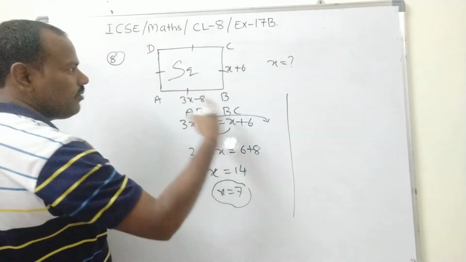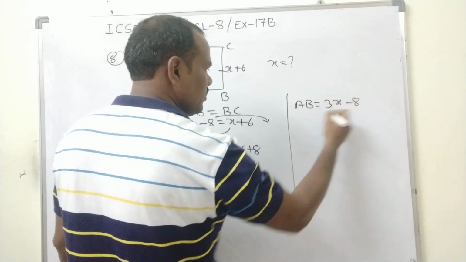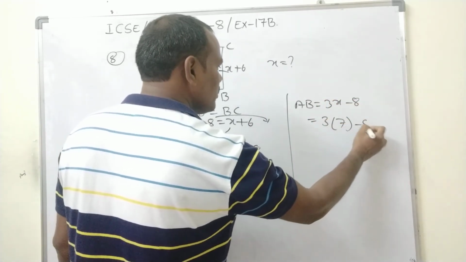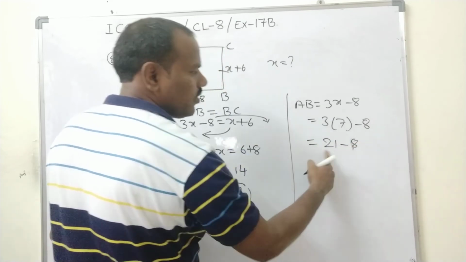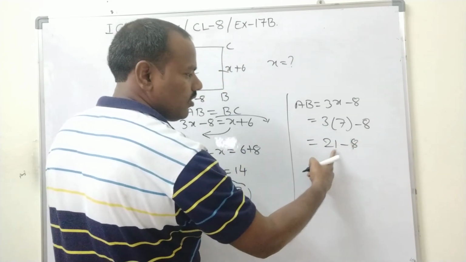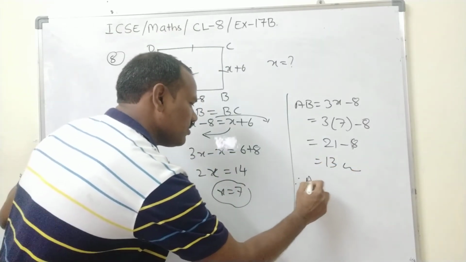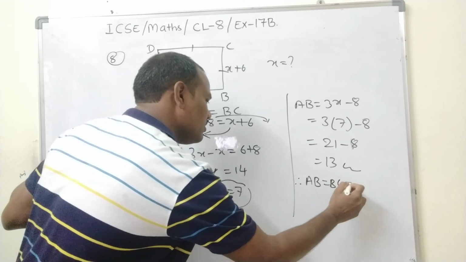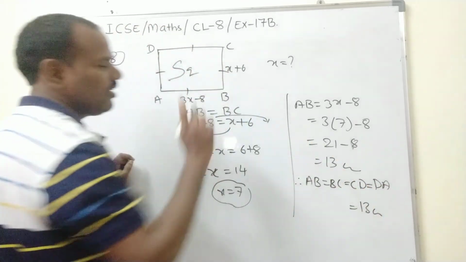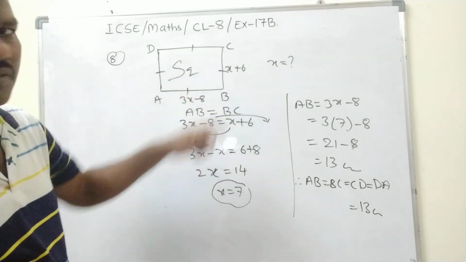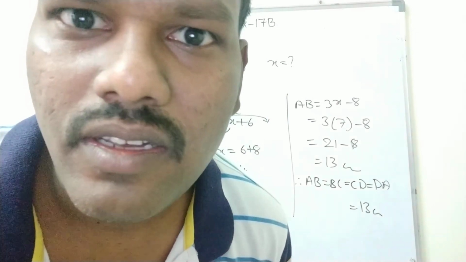Now next, let us calculate the AB length. AB length is equal to 3x minus 8. Okay. 3 into 7 minus 8. So 3 7s are 21 minus 8. So 21 minus 8 equals 13. So 13 centimeters. So therefore all the lengths, AB length, BC length, CD length, DA length, equal 13, because all the sides are equal, no? 7 plus 6 equals 13. Satisfied. The last question, which is a little tough question, we will see that.